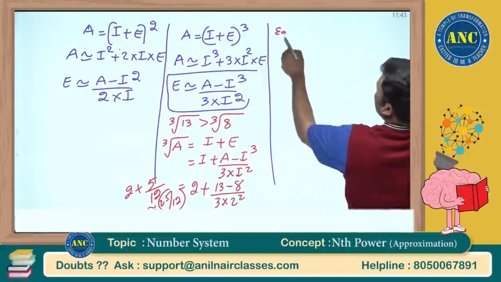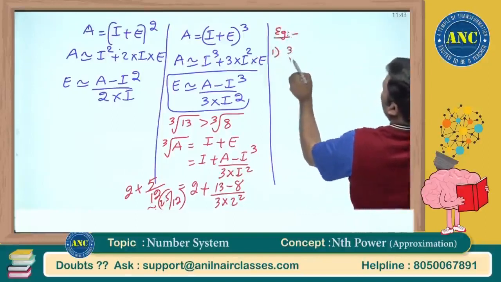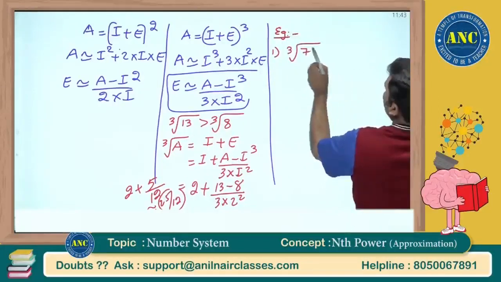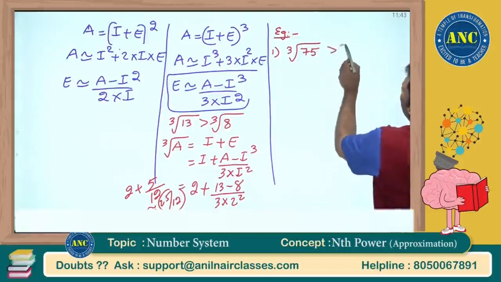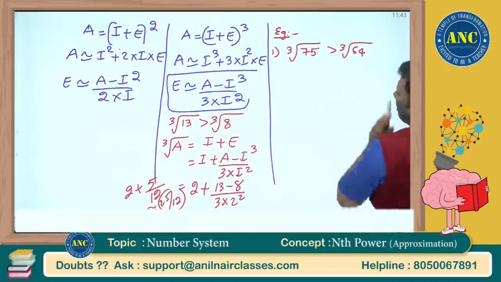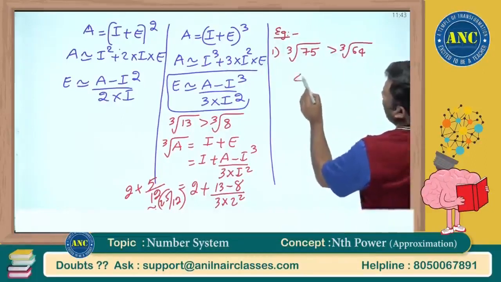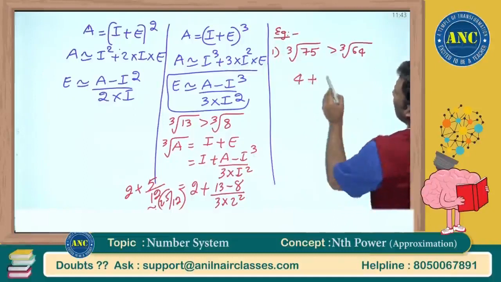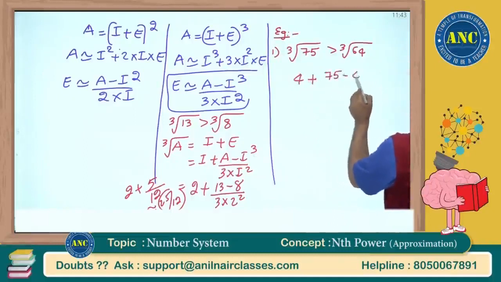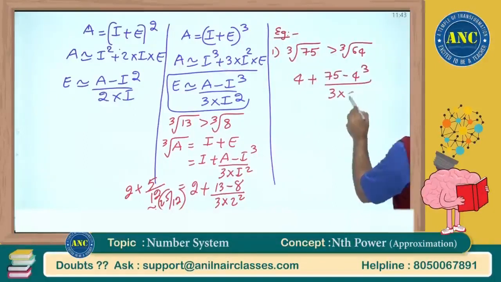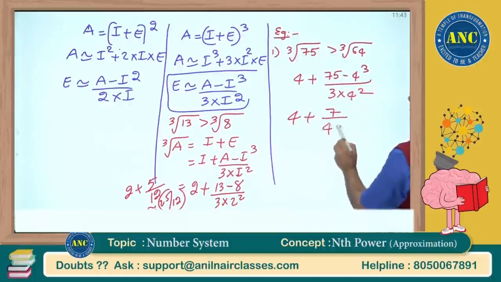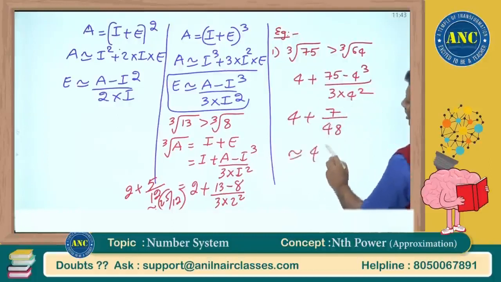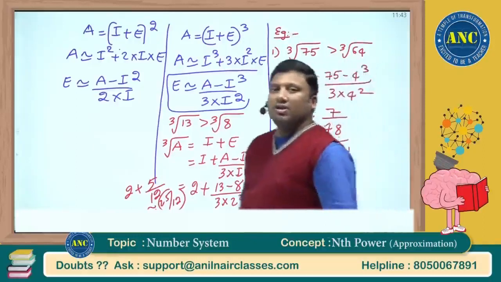A few more examples. Cube root of 75. Now, cube root of 75 is greater than cube root of 64. So, what will be the answer? It is 4 plus something. E is nothing but 75 minus 4 cube divided by 3 into 4 square. You will not find these in any of the regular textbooks. 16 threes are 48. The answer is closer to 4 7 by 48.